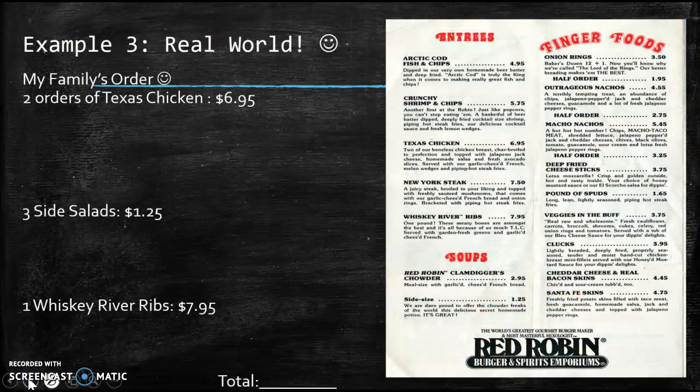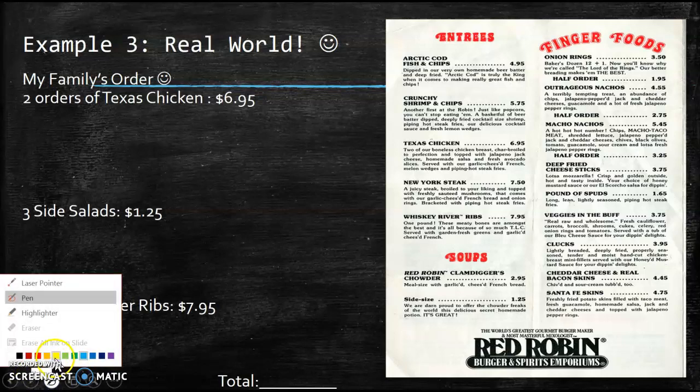All right, let's do another one. Let's go to Red Robin. A little different than I think the one at Patriots Place. But we're going to be ordering a couple different things. So we're going to order 2 orders of Texas chicken, because that sounds delicious, 3 side salads, and a Whiskey River ribs.